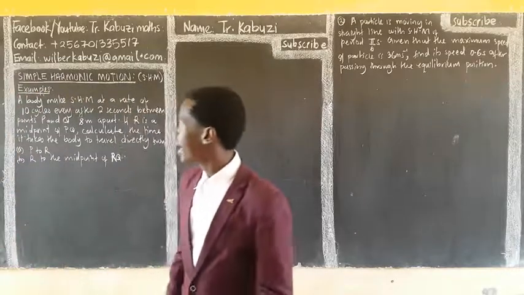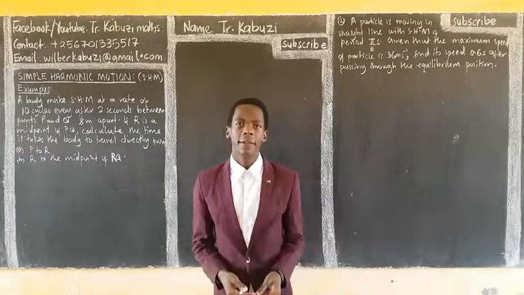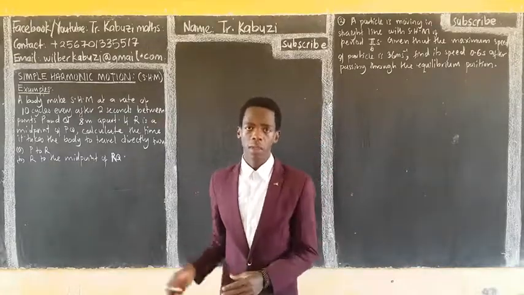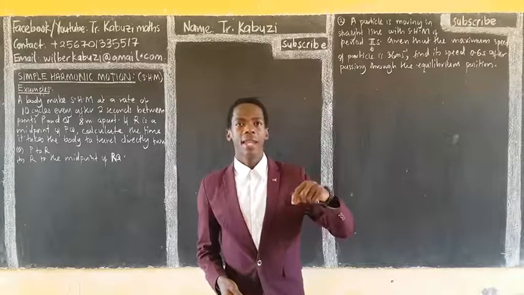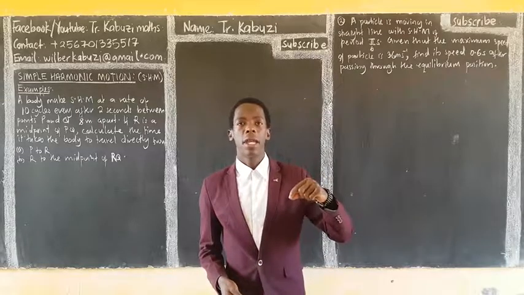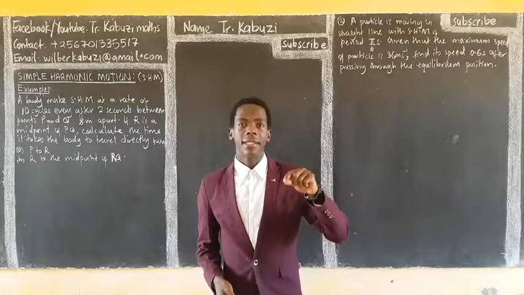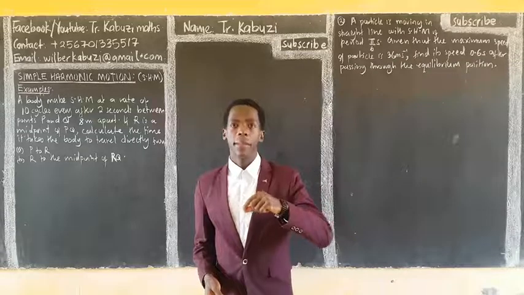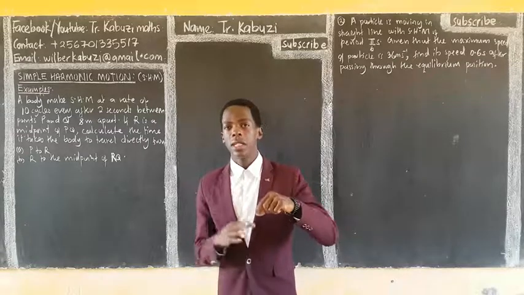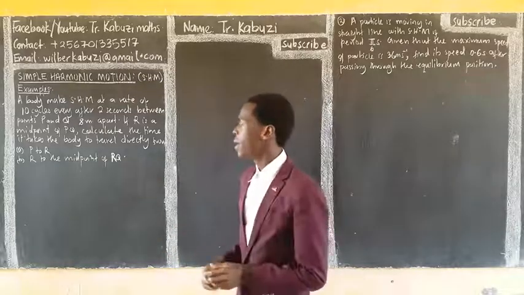Okay, let us see these two examples. Now we're asking when do we use the sine equation. The sine equation, you use it when you consider the initial condition to be from the middle or from the center of the equilibrium. In simple terms, from the center of oscillation, or from the equilibrium position to anywhere, that's when we use the sine function, as we are going to see in these examples.